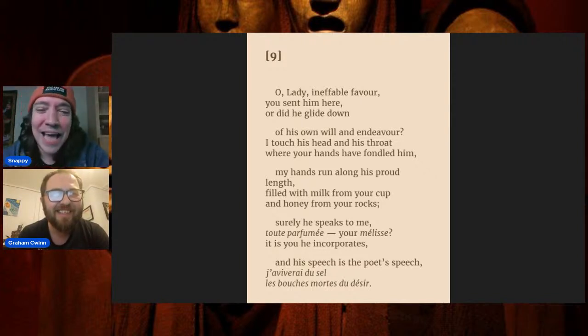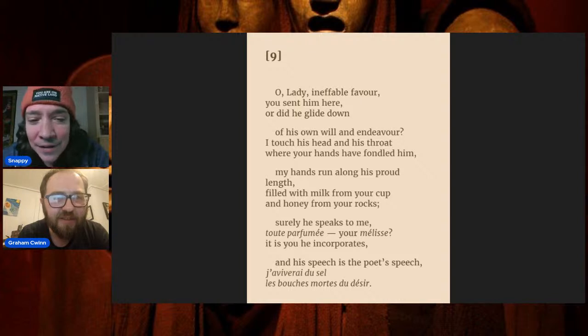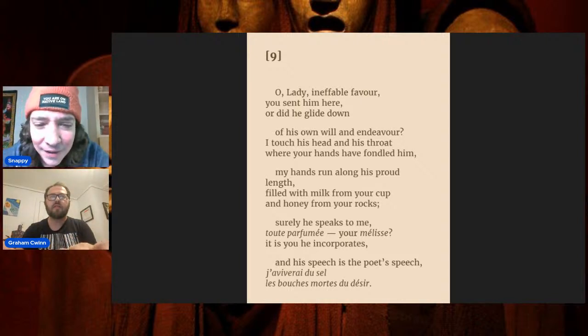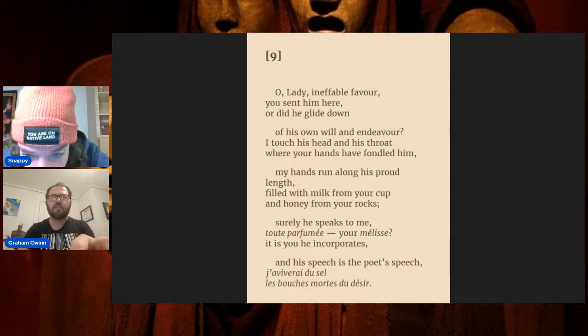Oh, lady, an effable favor. You sent him here, or did he glide down? Oh, of his own will and endeavor, I touch his head and his throat, where your hands have fondled him. My hands run along his proud length, filled with milk from your cup and honey from your rocks. Surely he speaks to me, tout parfumé, your malice. It is you he incorporates, and his speech is the poet's speech. Je rêvais de sel les bouchées morts de cire.